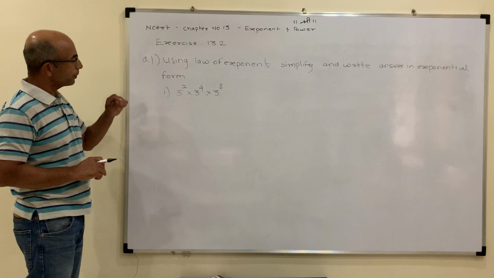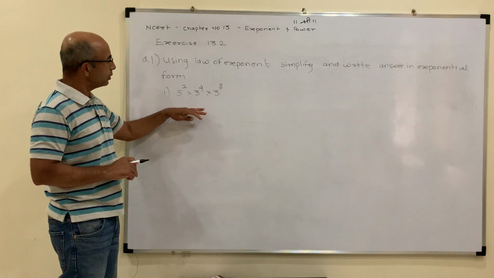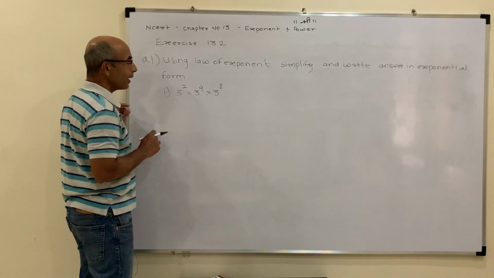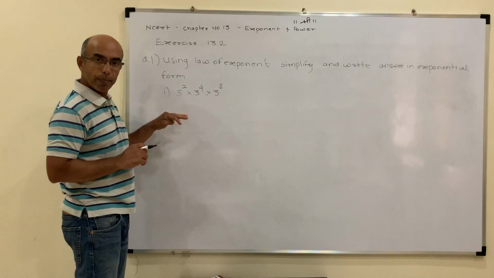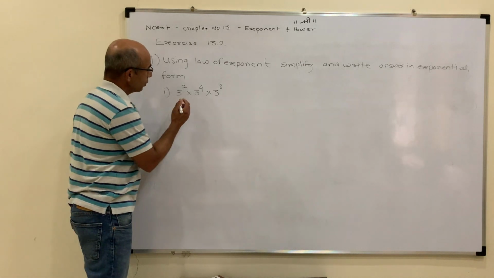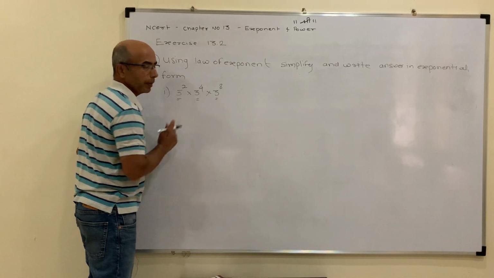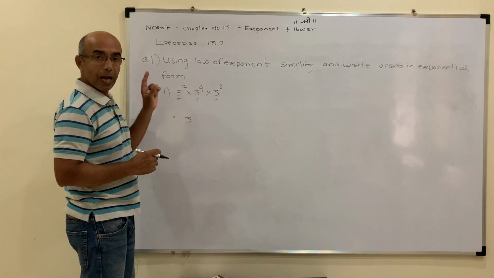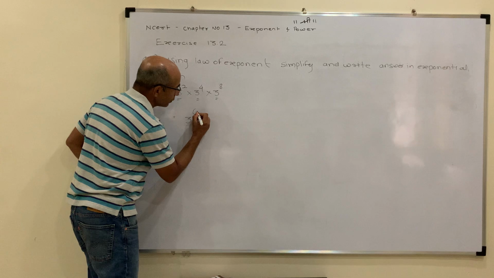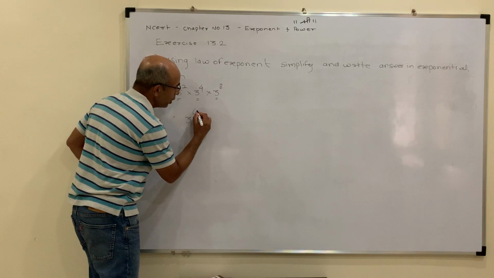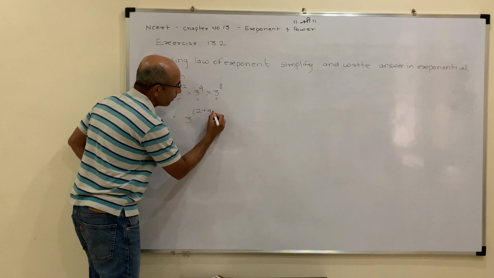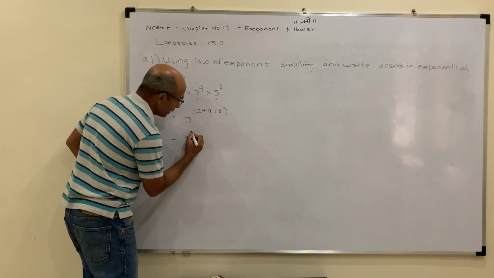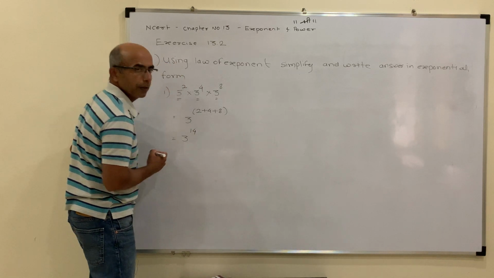Now my first sub question is 3 square into 3 to the power 4 and then into 3 to the power 8. Before applying a multiplication law, we need to make sure whether our base is same or not. So here the base is 3 in all of them. So when the base is same, what do we do? We add powers in case of multiplication. So 3 to the power 2 plus 4 plus 8. So my answer will be 3 to the power 6 plus 8, that comes out to be 14.